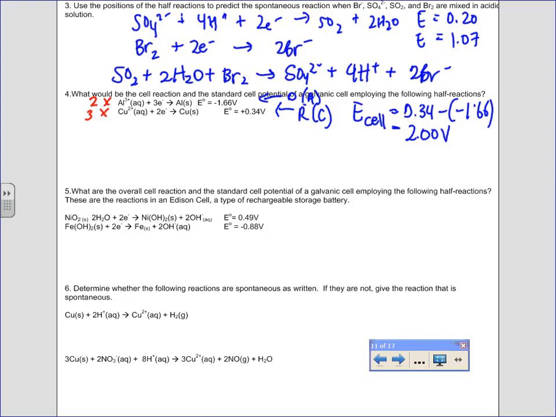So when you multiply them and then recombine them, you're left with 3 copper plus 2 aluminum goes to 2 aluminum plus 3 copper. And as before, if we look at this reaction, both the atoms and the charges are balanced in this overall reaction.